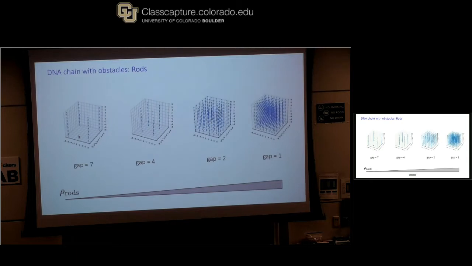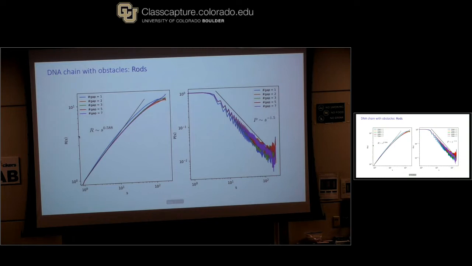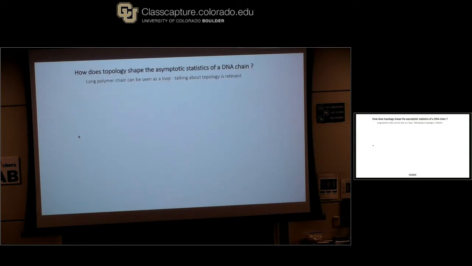The second scenario with obstacles was to include rods in the box that extend the whole height of the box, at different densities, from a really dense mesh of rods to fewer rods. Again, we did some random walks on these, and if we look at the results, we again find that the exponents are those of a self-avoiding walk, and there are not many differences in how dense or not this array of rods is. So not a lot to say here, but the next part will hopefully be more interesting.